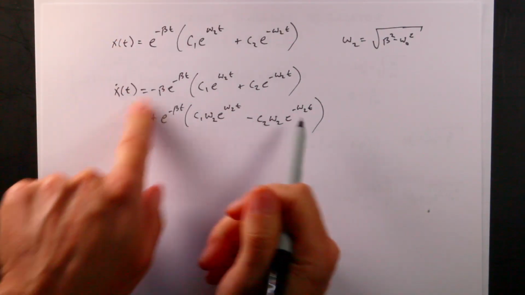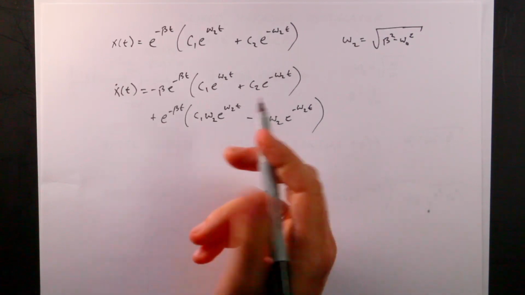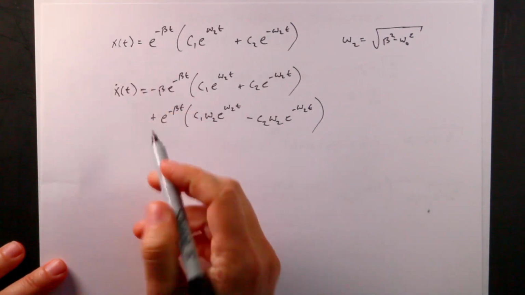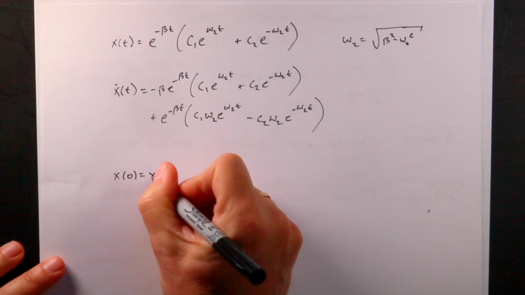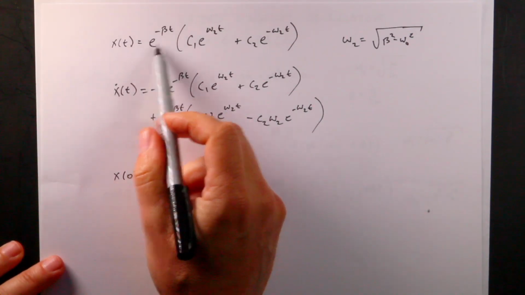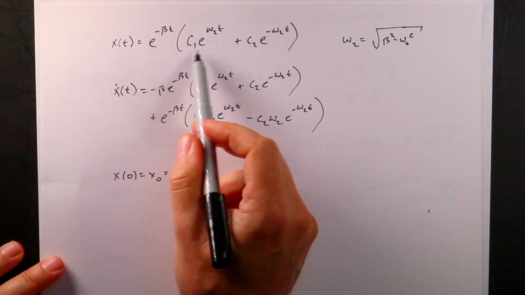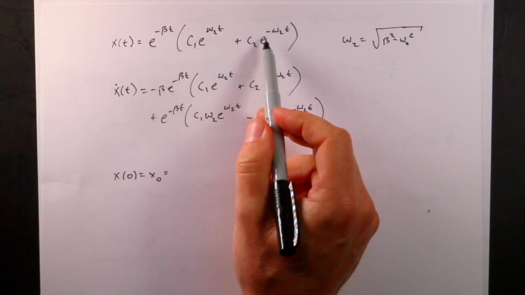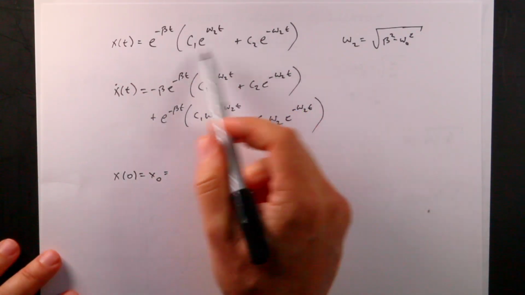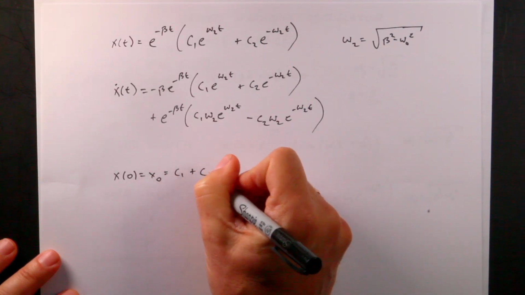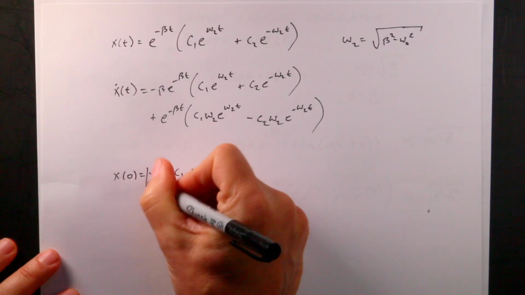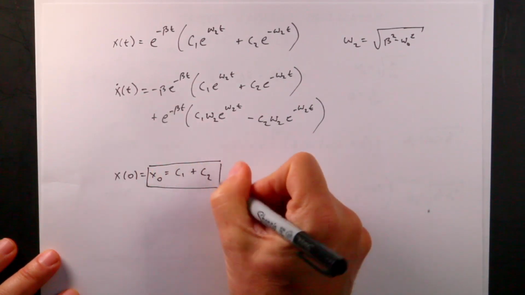But now I need to find C1 and C2, and I can do that with my initial condition. So right up here, x of 0 is going to be equal to x0. If I put in 0 up here, e to the 0 is 1, e to the 0 is 1, e to the 0 is 1. So I get C1 plus C2. But I don't know C1 and I don't know C2.